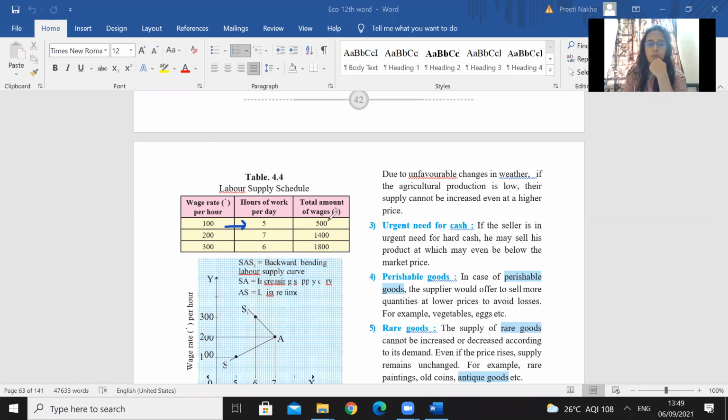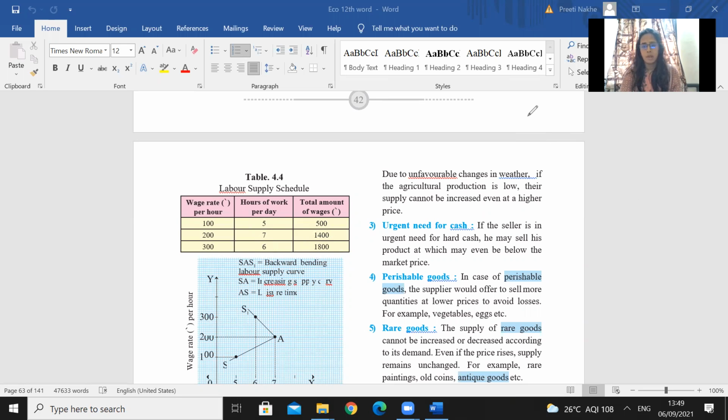Initially he was getting 500, working for 5 hours at the 100 rate, and now the wage rate has increased to 300. Now as per the law of supply, the working hours should change. So after 7 it should be 8, 9, or more than 7. But in this case it is less than 7, because he is moving backward, he is spending fewer hours because he is getting more money. So this is called the backward bending supply curve.